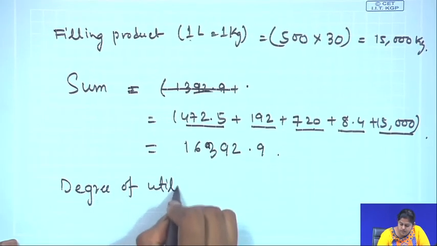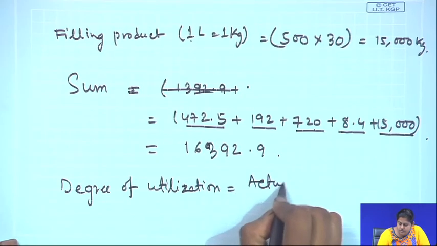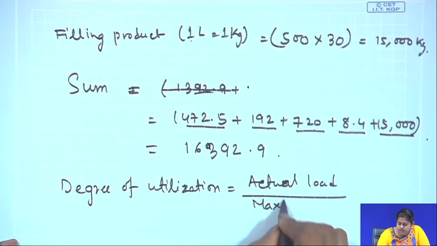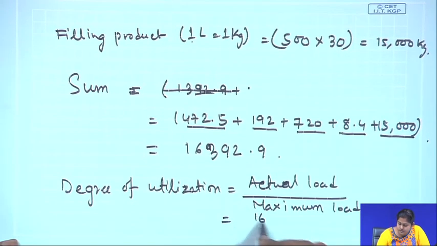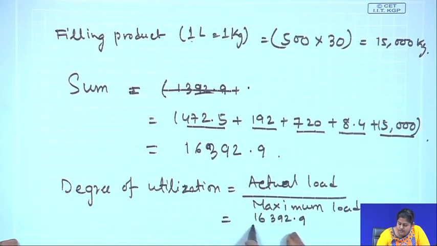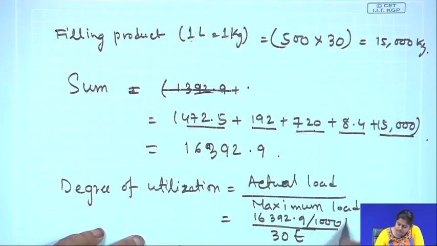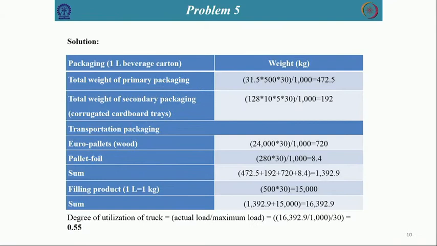Now, we can calculate the degree of utilization of the truck. The degree of utilization is the actual load which the truck now carries, divided by the maximum load that can be carried by the truck. So, this will be 16,392.9 kg. Now we need to convert this into tons, so divided by 1000, divided by 30 tons the truck can carry. The final answer will be 0.55. This is the solution of problem number 5.